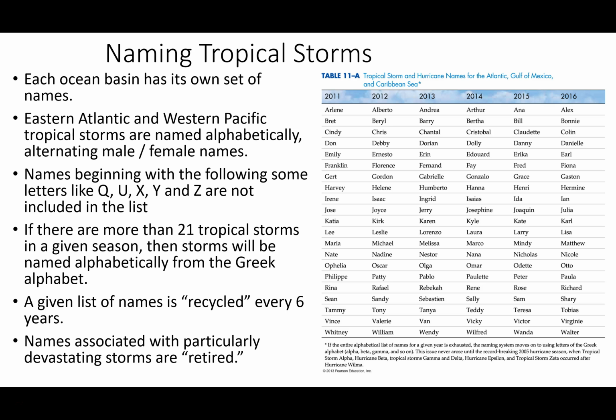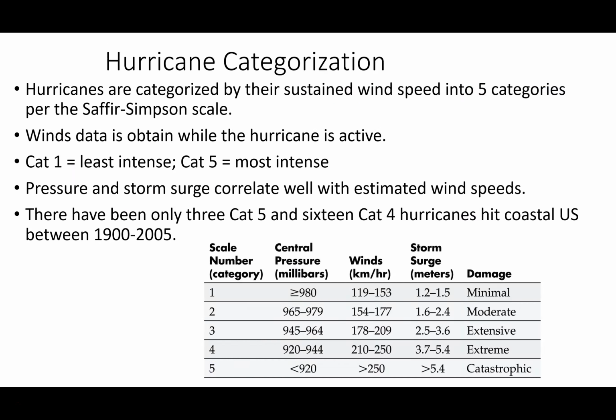So the naming, generally know the rules for naming. They're alphabetical. They alternate male, female. We have some letters that are hard to get, so they're out. If we run out of letters of the alphabet, we go to the Greek alphabet. We actually reuse the list every 6 years, but a name can be retired.